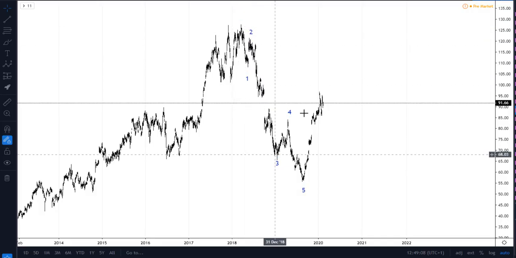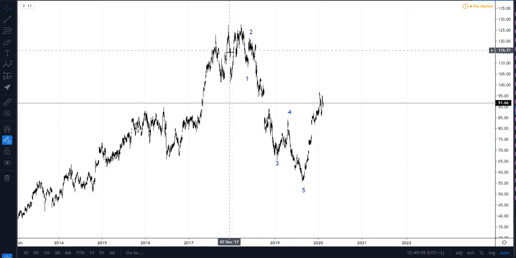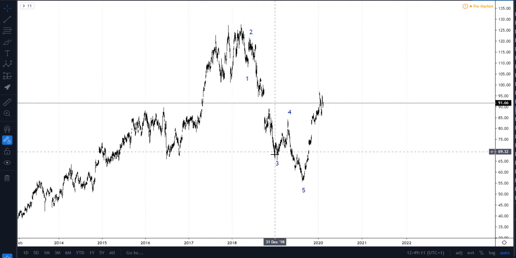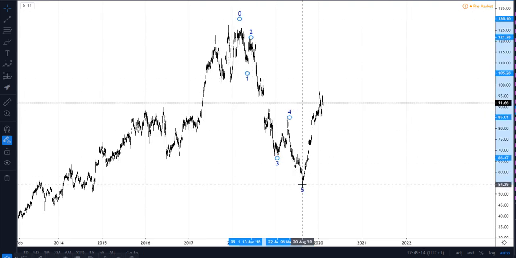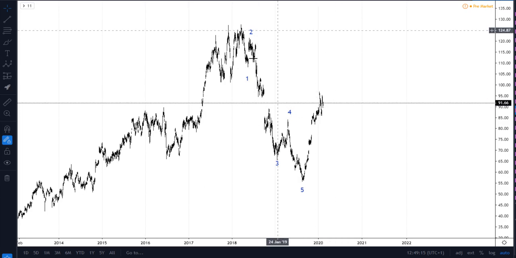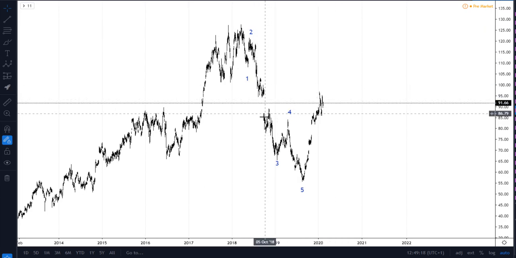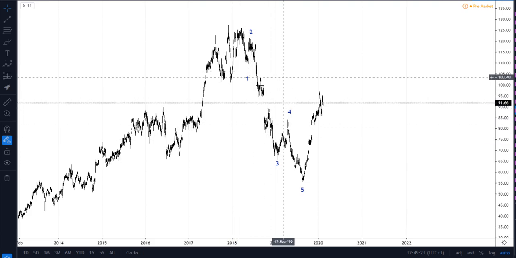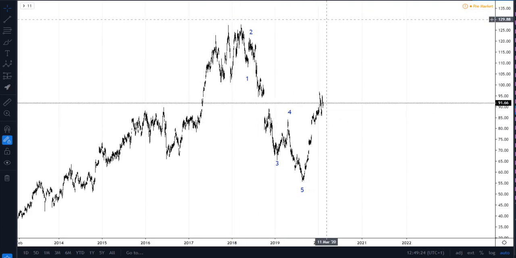And sometimes impulse can be seen to the downside as well. This is Ryanair, 1, 2, 3, 4, 5 to the downside here. In stocks, very often in the middle of wave 3 you're going to have a gap here, which is going to confirm that this is indeed wave 3.